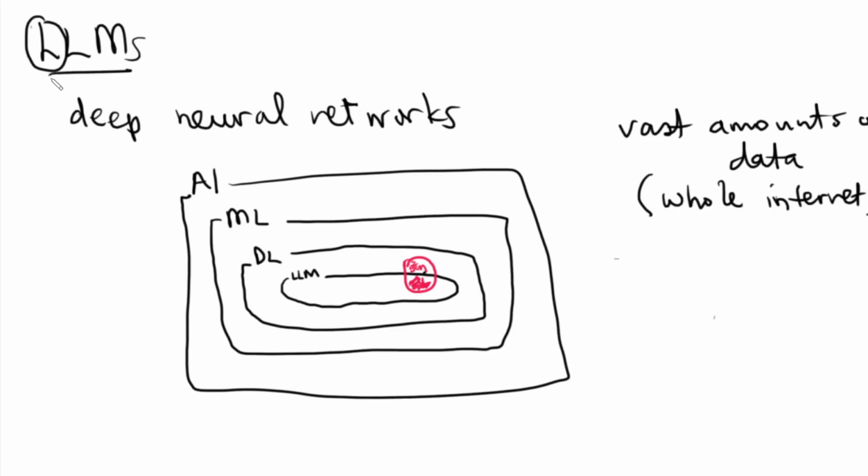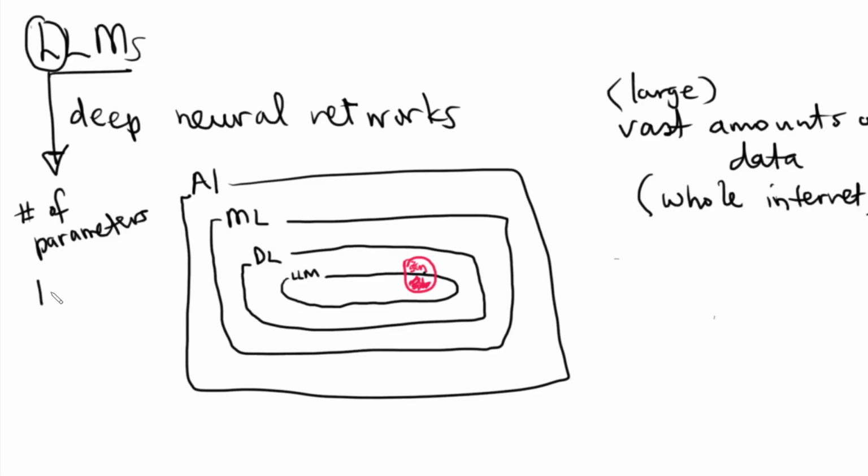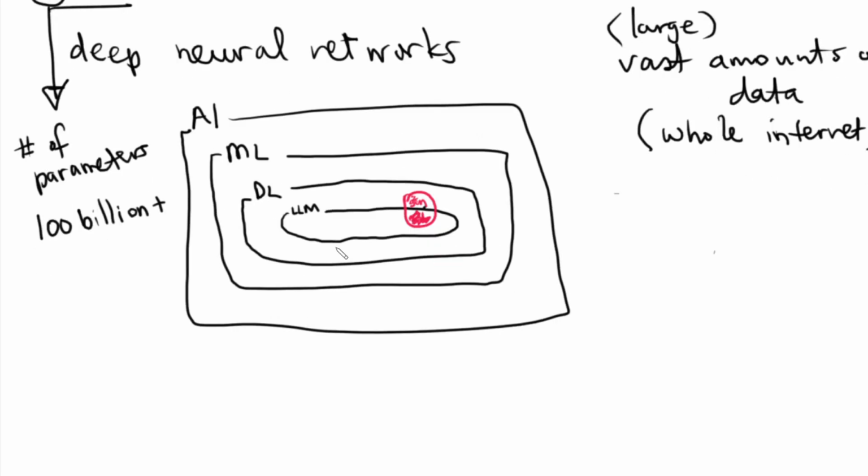And they are called large language models. The large is because of the number of parameters that they have, and of course because of the data that they are trained on, which is a very large amount. It is not surprising to see the number of parameters go up to 100 billion plus, or close to trillions of parameters.